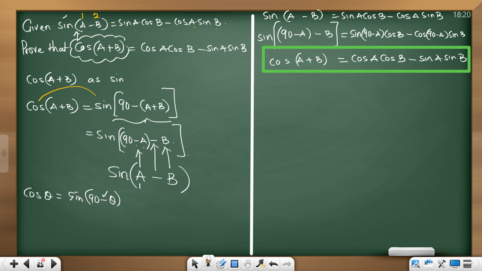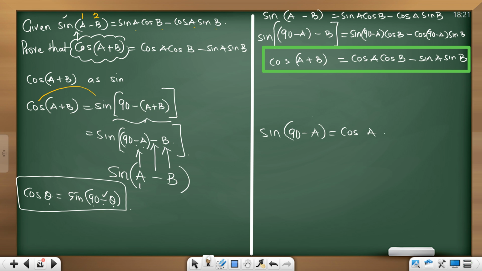In the final answer, why is A negative? Why is A positive? Sine 90 minus A is cos A. Cofunctions. Check here. We are forgetting this cofunction. Sine 90 minus theta is cos theta. Sine 90 minus A.